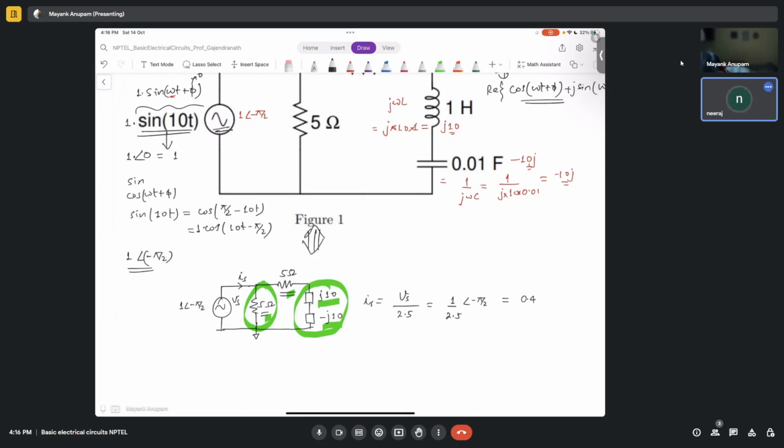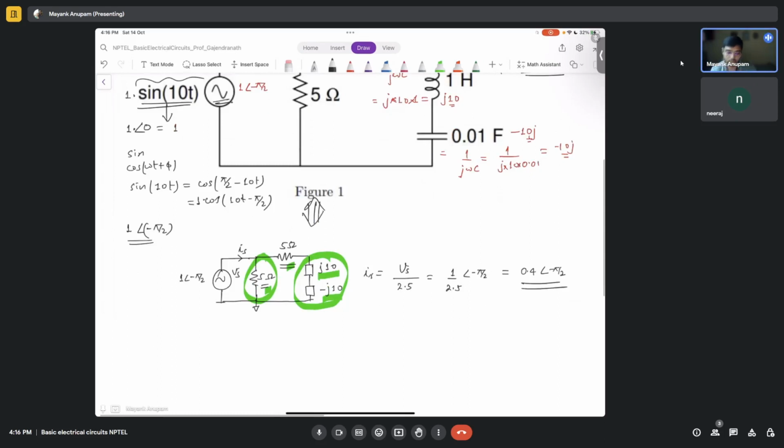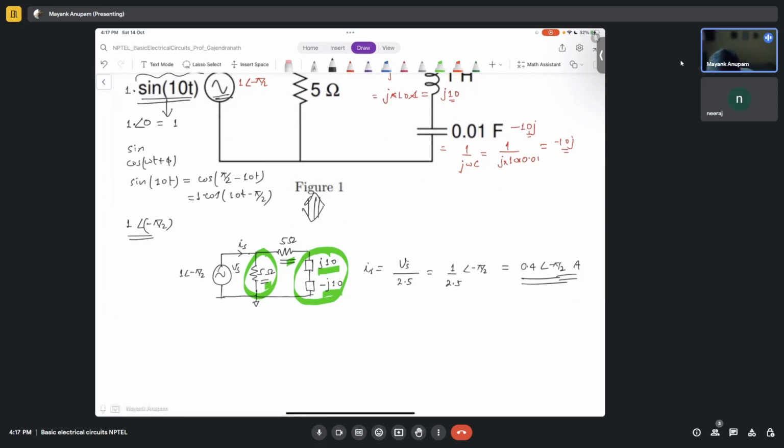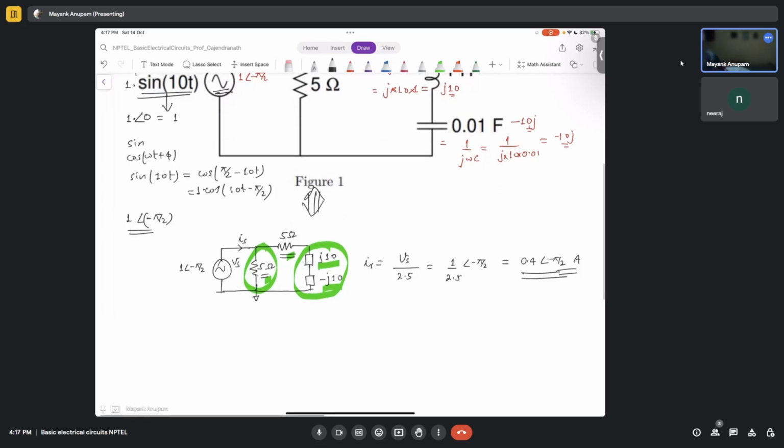Angle minus pi by 2. 0.4 minus pi by 2. So this is basically amperes, right? If we try to change this back into the time domain form, what will we do? We'll simply take the magnitude here. This is 0.4 cos of (10t minus pi by 2) amperes, right? Isn't it?